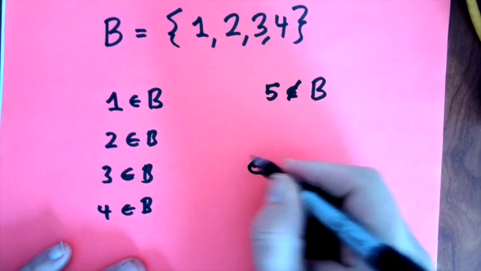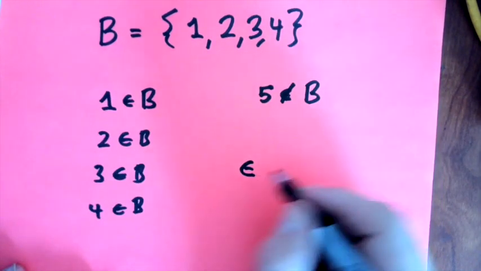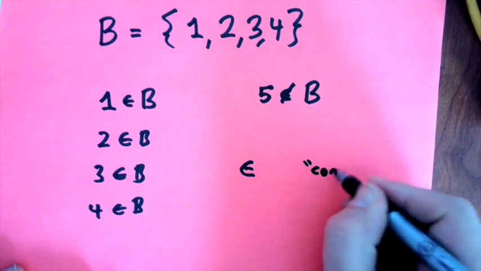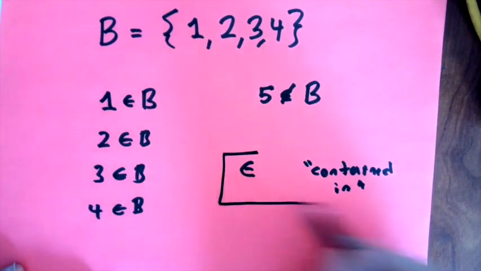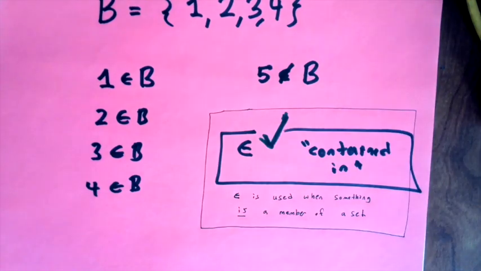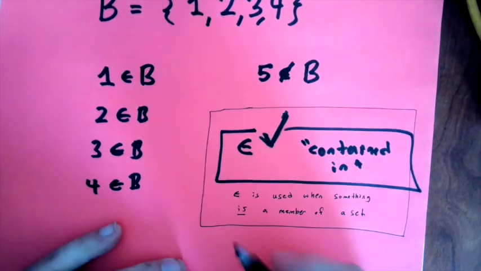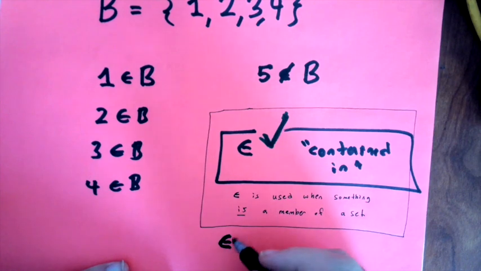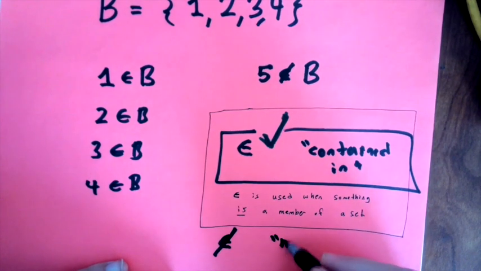This symbol kind of looks like a C with a line in it, and you can think of that as contained in. It is used when something is a member, is included. On the other hand, we use the crossed out version of that same symbol. So I draw the C with the line in the middle and then cross it out for not contained in.